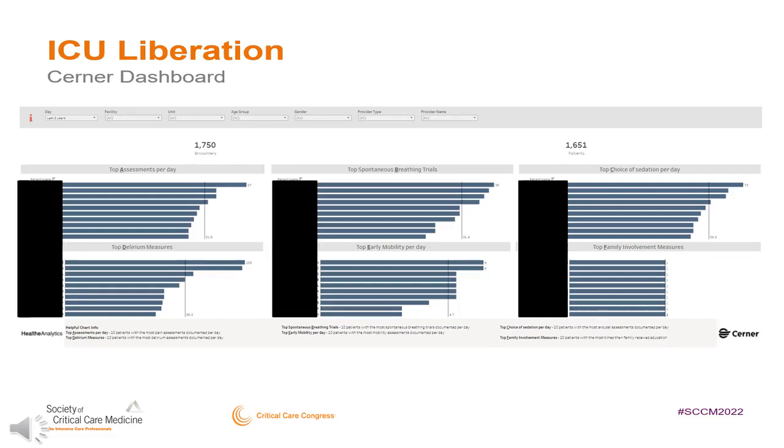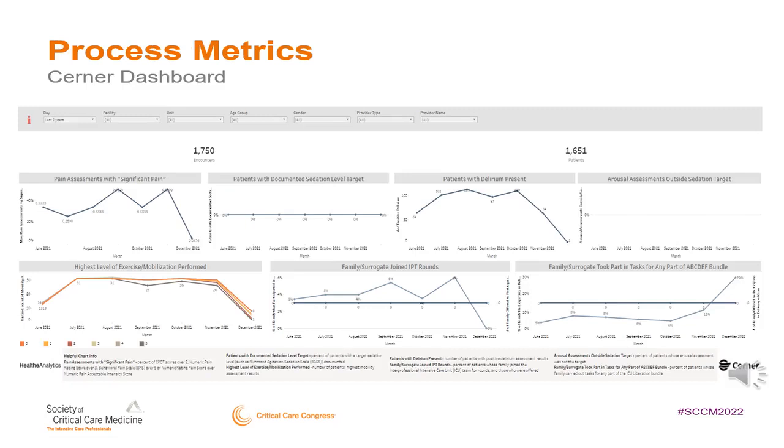This view visualizes key metrics deemed essential by SCCM to the ICU Liberation campaign. It includes top assessments per day, top delirium measures, top SBT, top family involvement measures, all by patient. This view shows A through F bundle process metrics, including key documentation targets, patients present with delirium, level of mobility, and more.